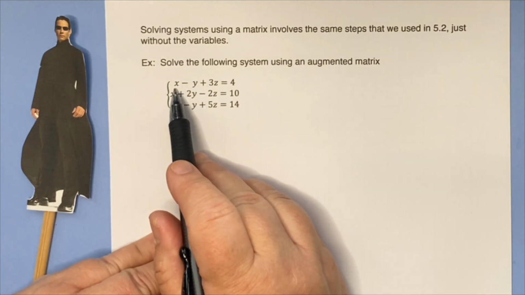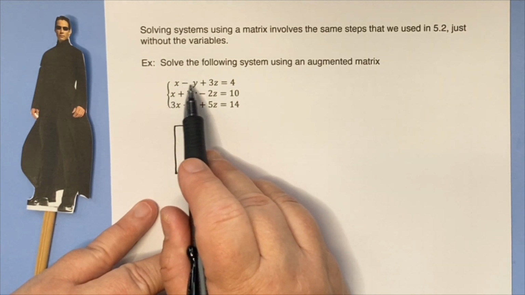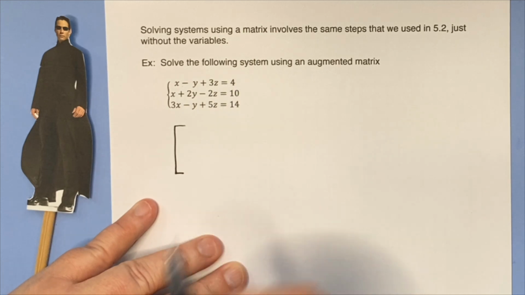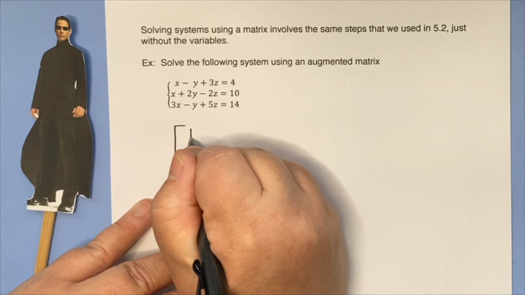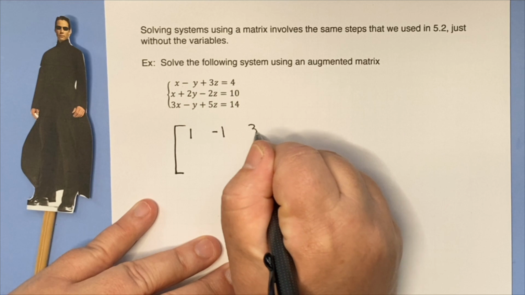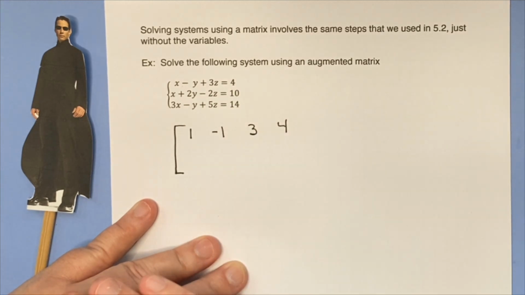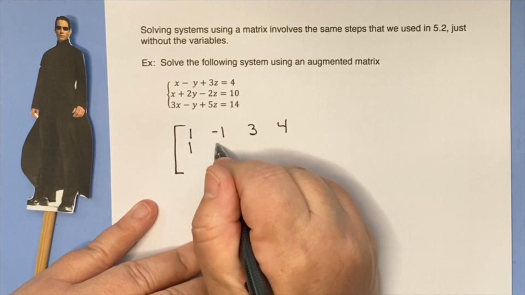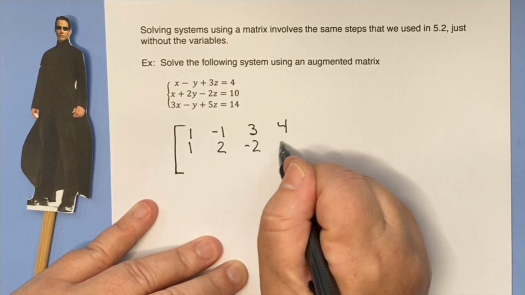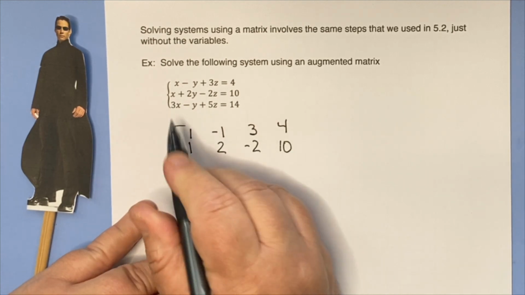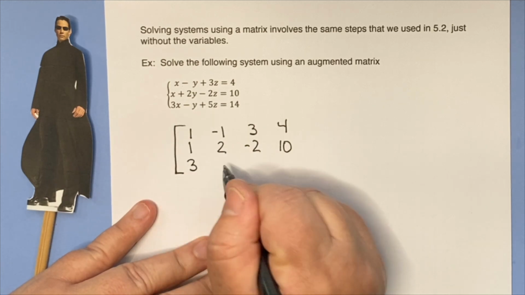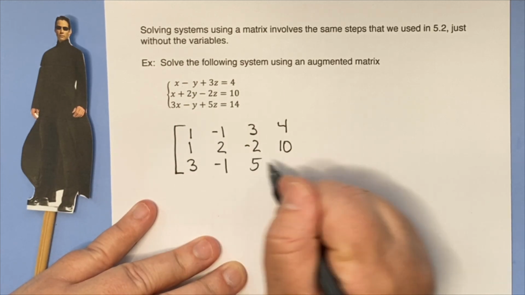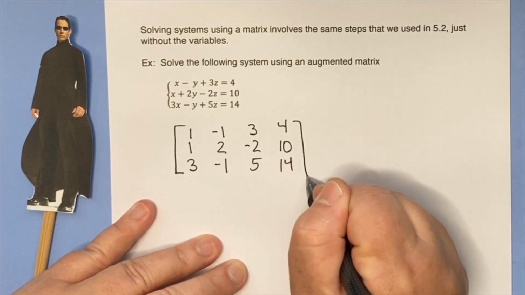So I have to look at this first row, x minus y plus 3z equals 4, and I'm going to translate it as 1, -1, 3, 4. Next up, second row, I've got 1, 2, -2, 10. And then last row, 3, -1, 5, 14.